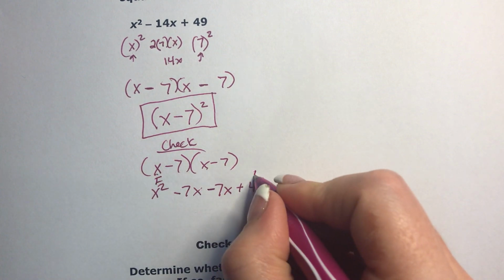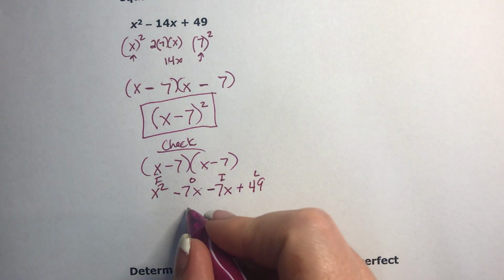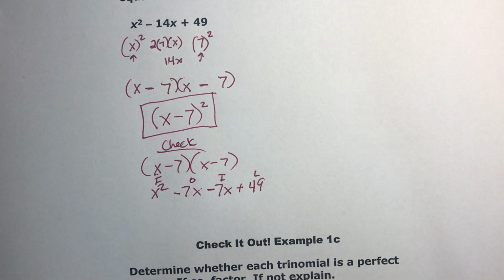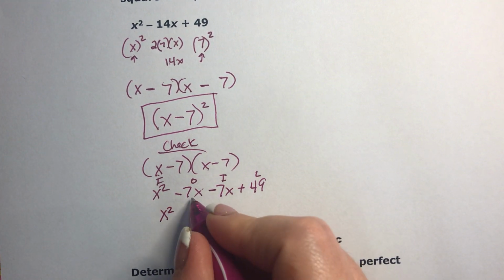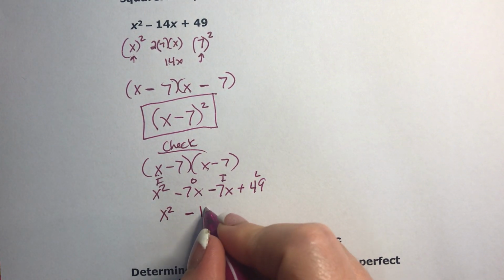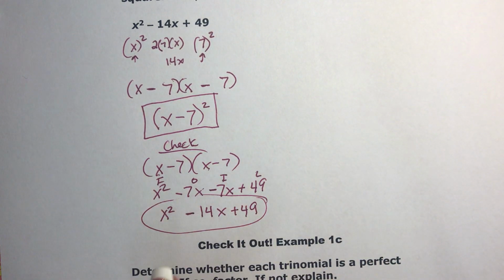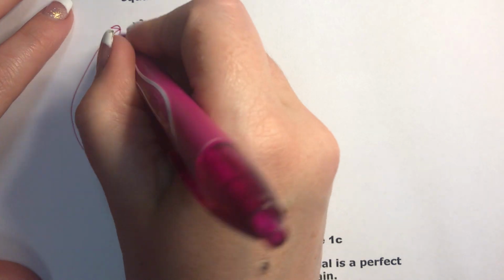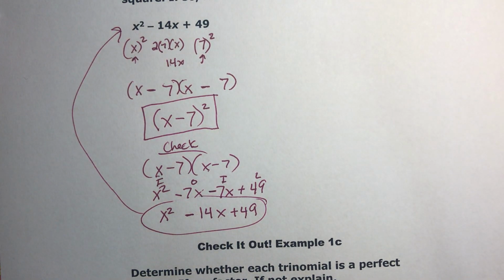So this is our first, this is our last. And if you look, here's our outside and our inside, and they're both the same. That's why it's 2 times one of those. But we have to simplify that. So x squared minus 7x minus 7x is minus 14x plus 49. And if we look all the way at the top, x squared minus 14x plus 49. We did it right, woohoo!